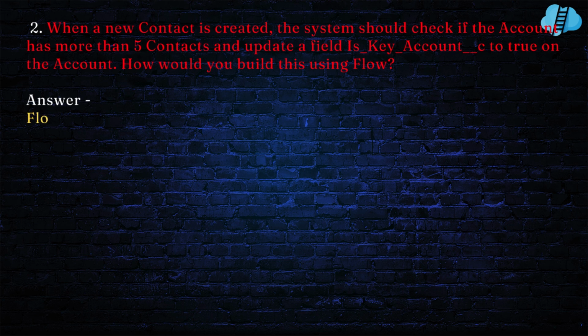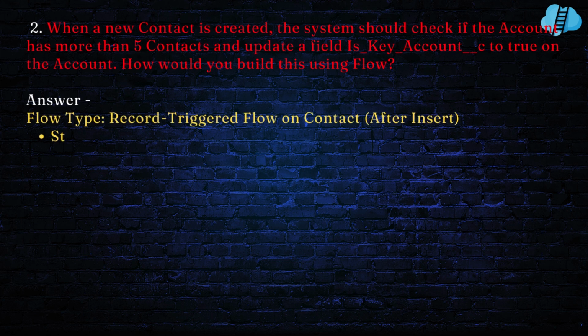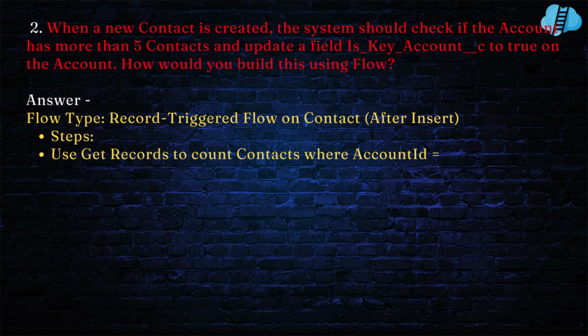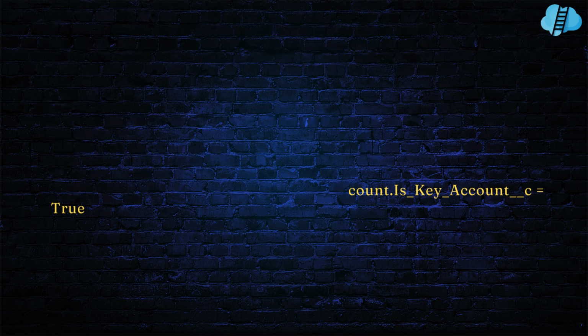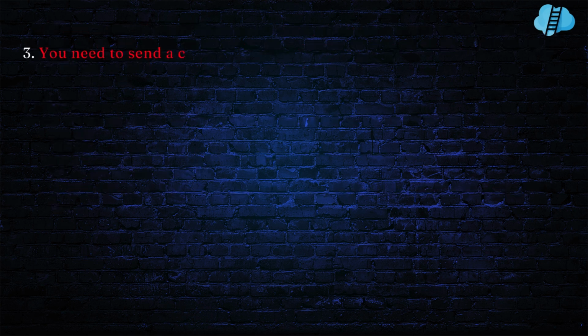Answer: Flow type, record-triggered flow on Contact, after insert. Steps: use Get Records to count contacts where AccountId equals $Record.AccountId. If count is greater than 5, use Update Records to set Account.Is_Key_Account__c equals true.